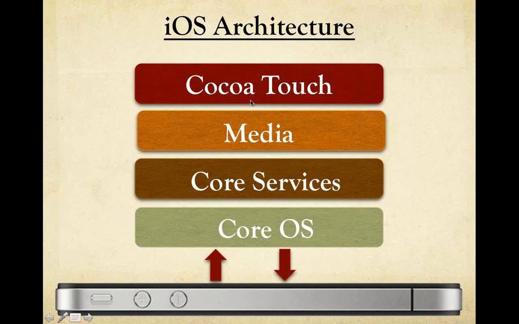So this is what the iOS architecture is, and how a user deals with it: the user only contacts this Cocoa Touch, and all these internal layers will communicate with Cocoa Touch, and it will get the output. Okay. All right. So this is the architecture of iOS.